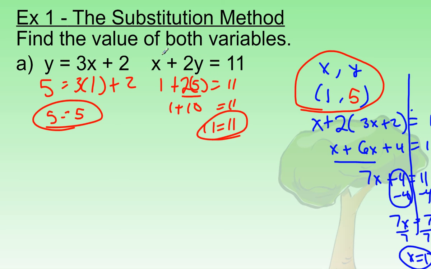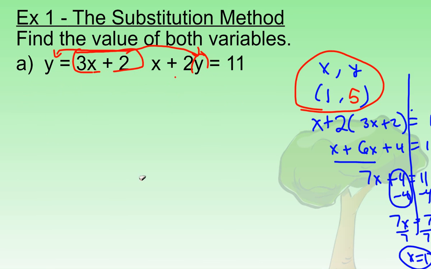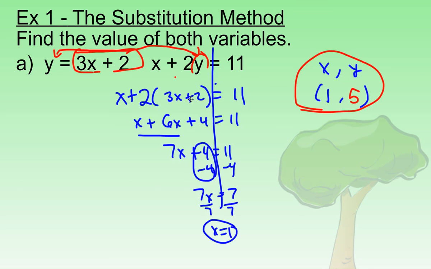You could not have an equation with 2 variables. You could only have an equation with 1. So we said this y is the same thing as that y. It's the same letter. So if y is equal to 3x plus 2, let's plug in a 3x plus 2 for y. And when you plug in 3x plus 2 for y, like we did here, and you distribute and solve, we found an x value of 1. That x value of 1 works in both equations.